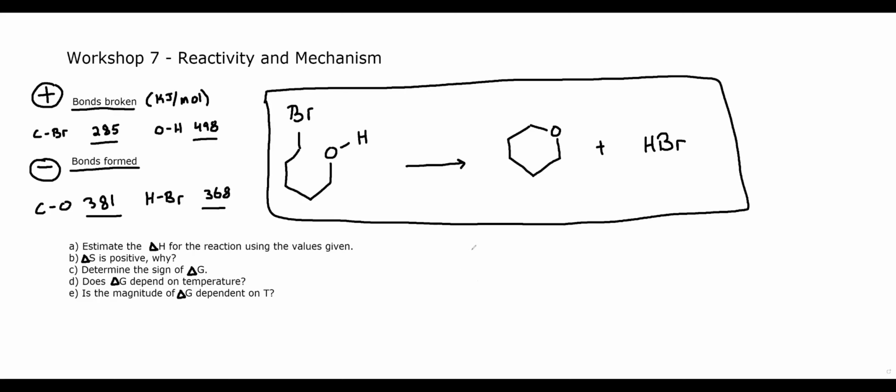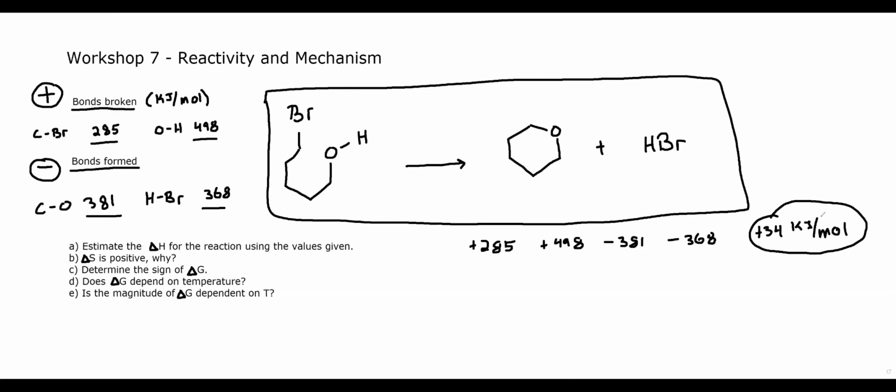And we simply sum all of these together. So we'll have positive 285, and we have positive 498, and we have negative 381, and we have negative 368. So if we sum all these together, then we should get positive 34 kilojoules per mole. Positive 34 kilojoules per mole is approximately the delta H for the reaction.